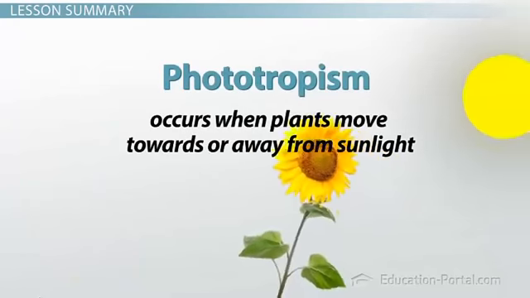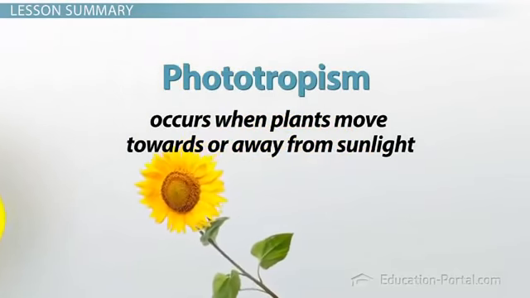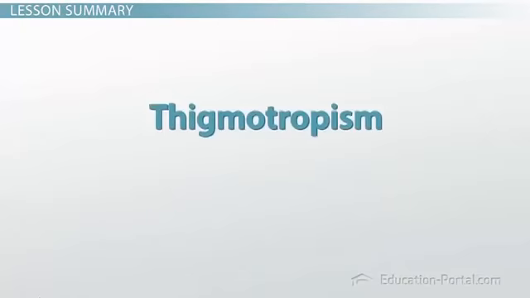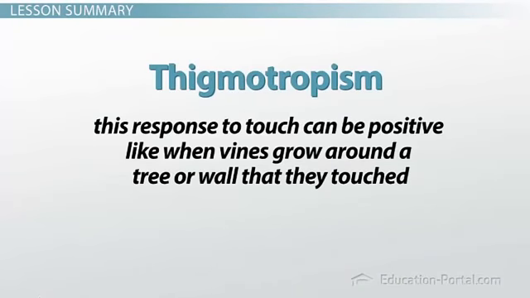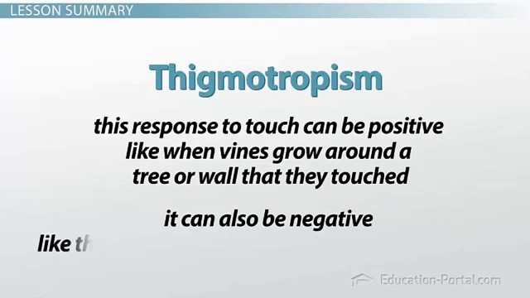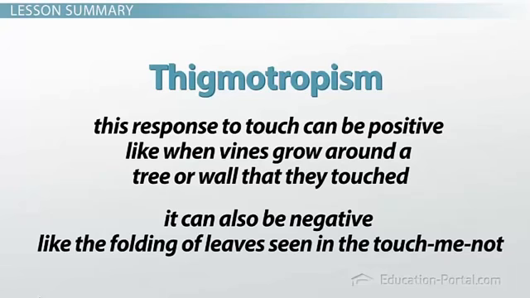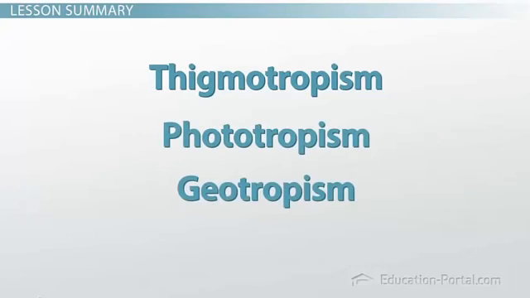Phototropism occurs when plants move towards or away from sunlight. Lastly, we looked at thigmotropism. This response to touch can be positive, like when vines grow around a tree or a wall that they touch. However, it can also be negative, like the folding of leaves seen in the touch-me-not. All of these responses to stimuli allow plants to thrive in their environments.